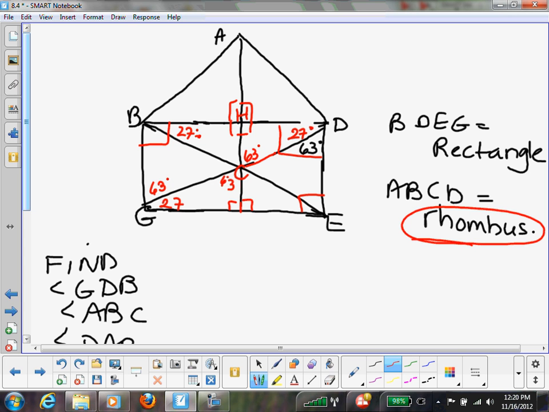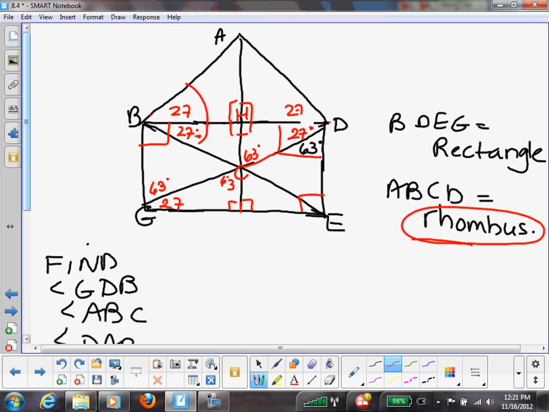Angles are bisected by the diagonals. So this is 27. What is this one? And what do we know about opposite angles? So therefore, this has to be 27 and this has to be 27. Did you follow that thought process? We have a rhombus, and we got to this fact that this was 27, which meant this was 54, which meant this had to be 54, which meant this was divided into 27 and 27.